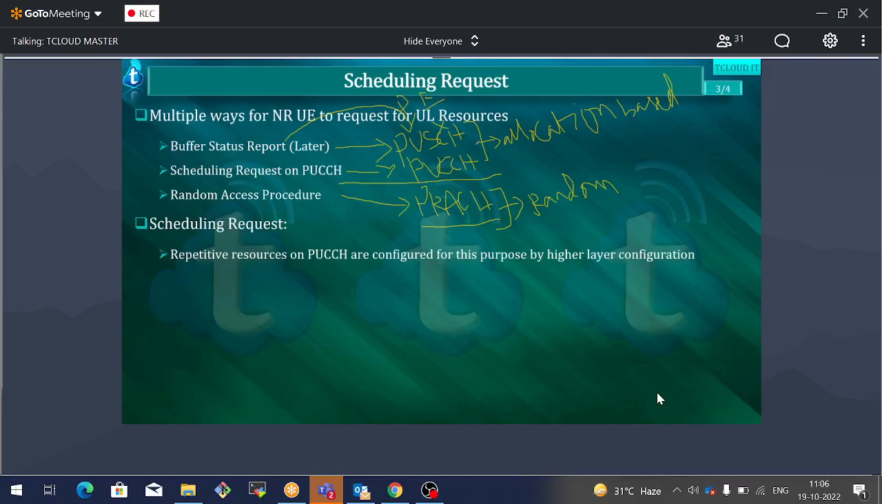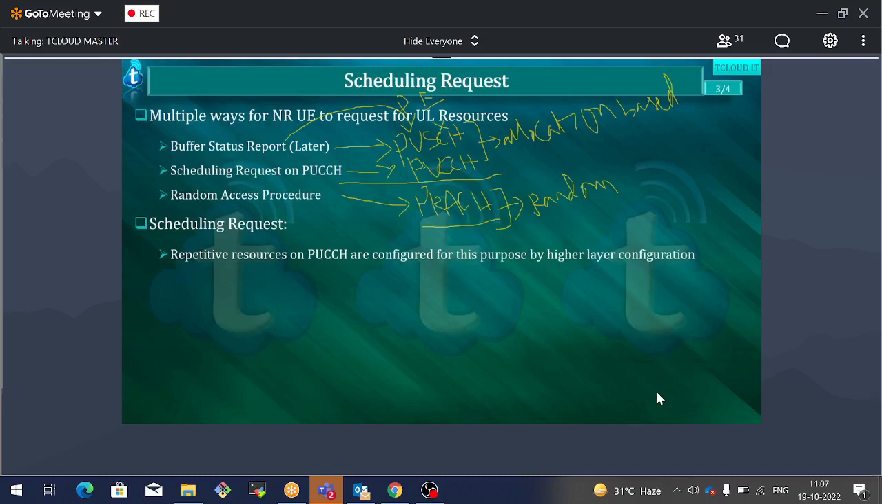But when you don't have even PUSCH available, for some reason PUSCH resources are not available even though you are in connected state, because maybe you are quite mum, you are not doing anything. The network did not allocate you PUSCH resources as you don't have anything to transmit. But suddenly you have some data ready to be transmitted. Then you cannot request it by sending a buffer status report, because to send a buffer status report, you need to have PUSCH resources available, but they are not there with you.